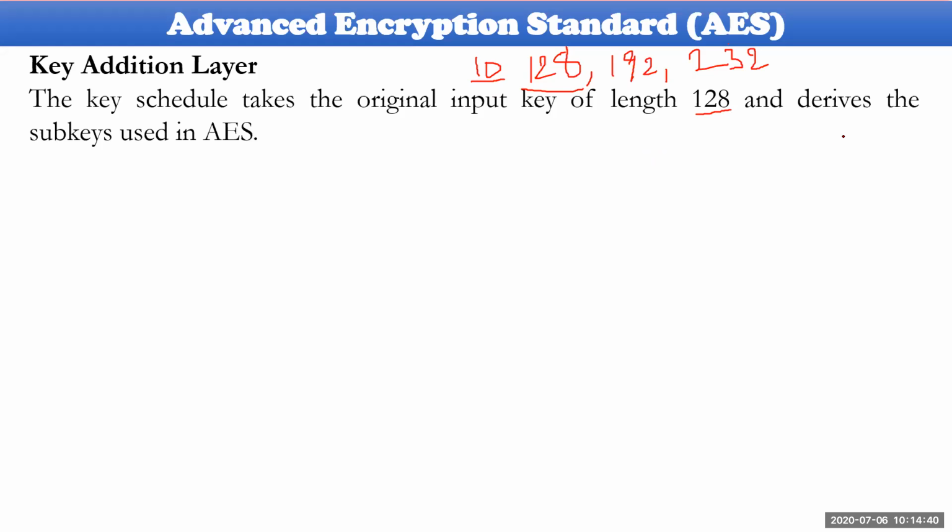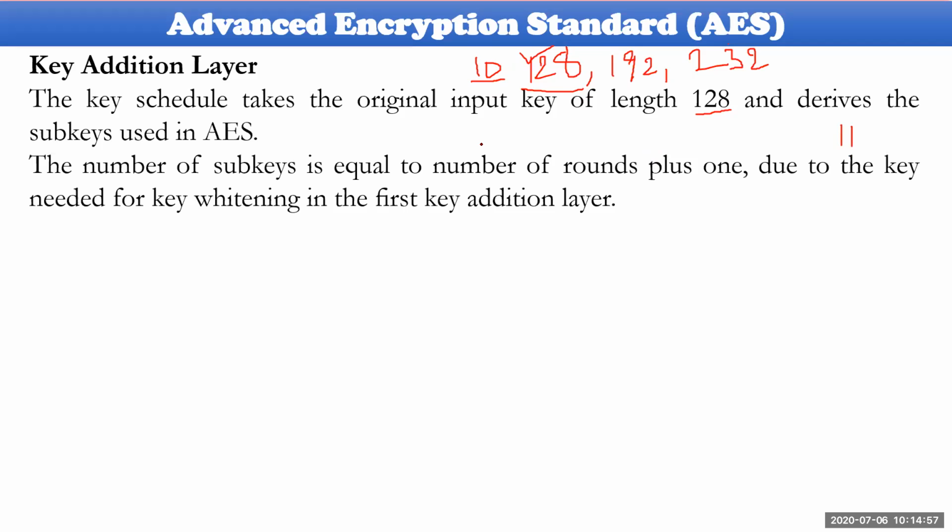11 keys will be taken into consideration, because a 128-bit key takes 10 rounds. So 10 plus 1, 11 keys are taken into consideration for AES. The number of subkeys is already given here. This is called by a new word, key whitening.